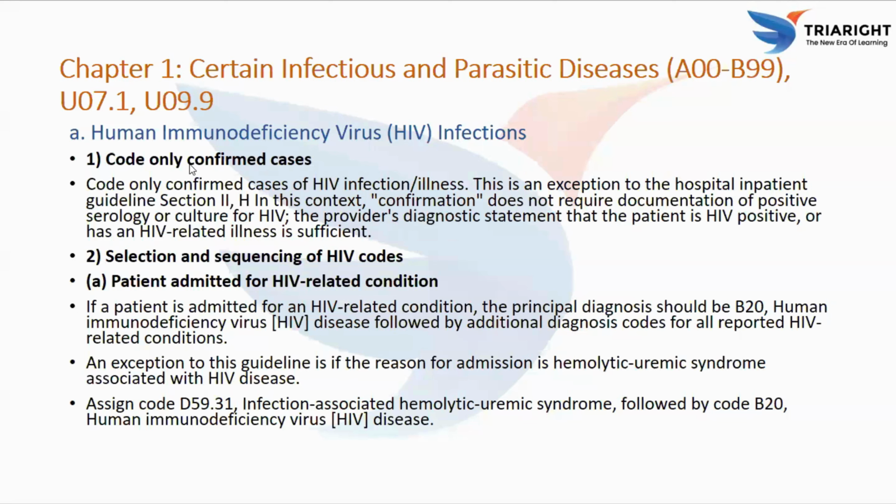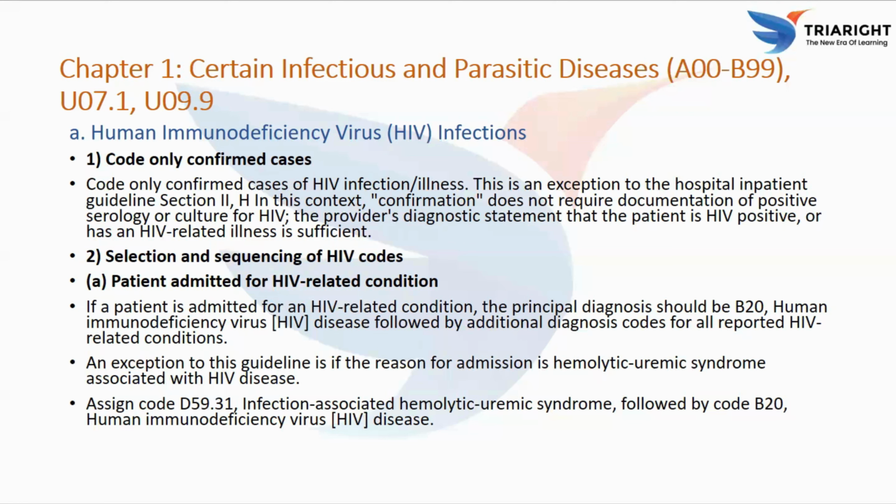So how do you code in the cases of HIV? You have to code only confirmed cases of HIV. ICD-10-CM says code HIV only when it is confirmed, but confirmation does not require lab results. This is one of the few exceptions in ICD-10-CM where provider documentation alone is enough. So what counts as confirmed? If the provider writes HIV positive, HIV infection, HIV disease, AIDS, or HIV related condition, you can code it as confirmed even if lab tests are not mentioned.